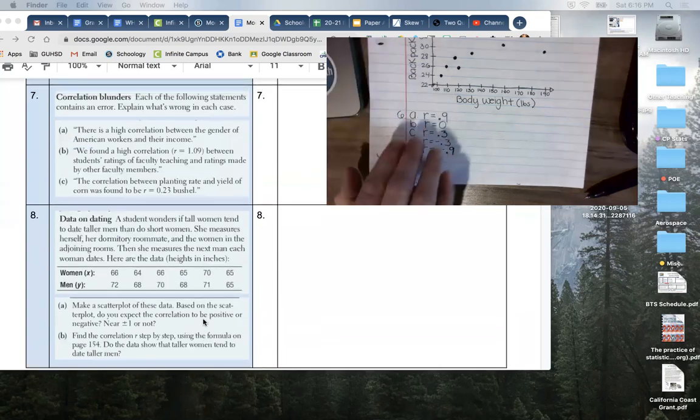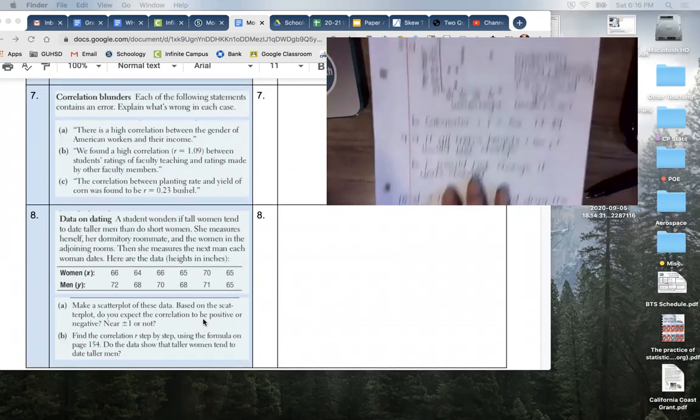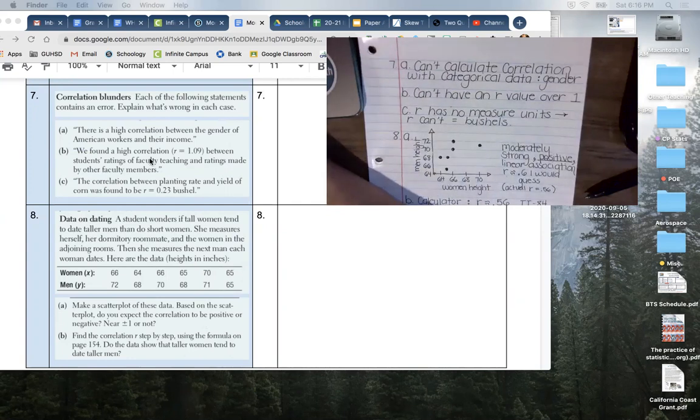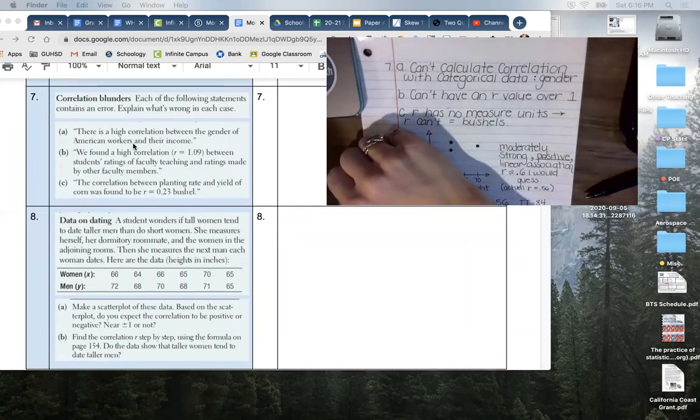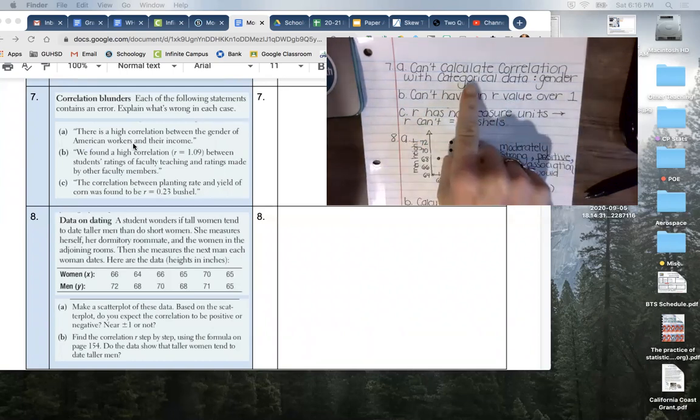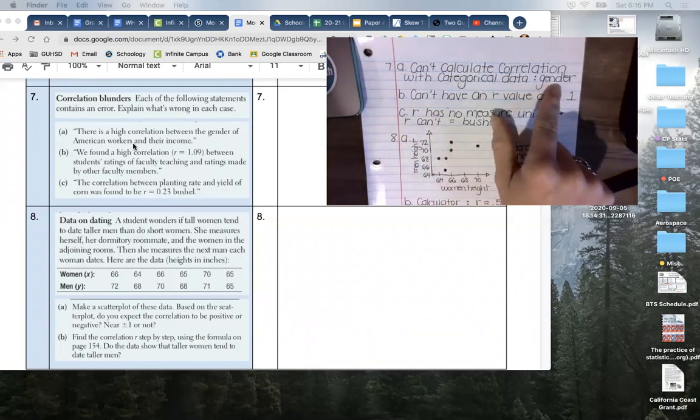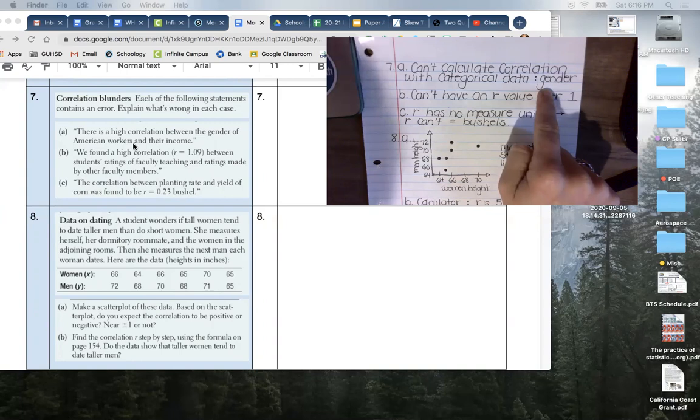Okay, moving on to 7. Number 7 asks about a couple blunders that are happening within these different scenarios that they're going to give you. So in A, it says there's a high correlation between the gender of American workers and their income. The problem is you can't calculate an R value or a correlation when you have categorical data. They're saying between gender and income. Income is fine, but gender is not a quantitative measure. It's a categorical measure, and we can't do that with a linear regression line.